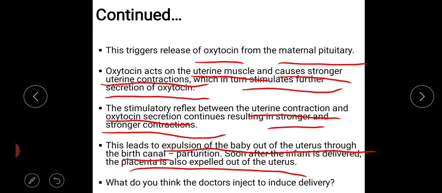uterus. So now from this you can think about what the doctor should inject to induce delivery. The doctors may induce artificial oxytocin or relaxin so that the expulsion rate can increase.